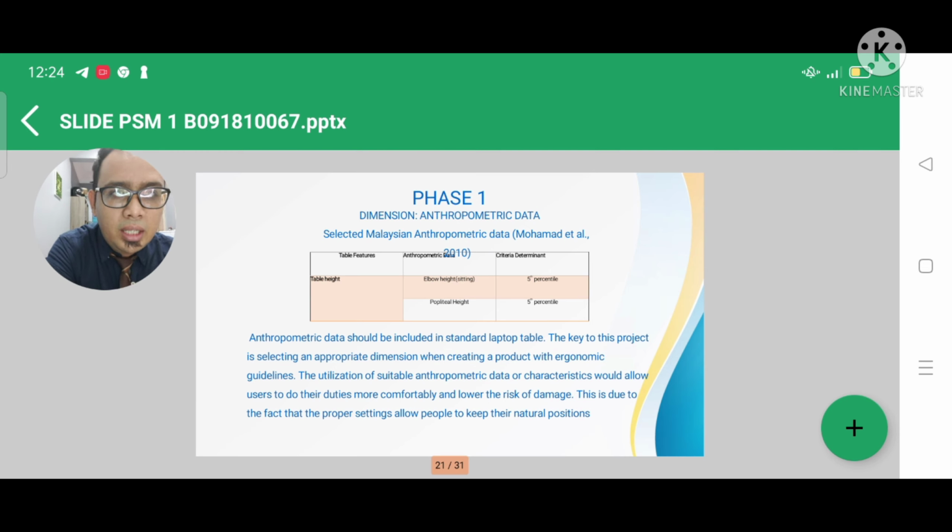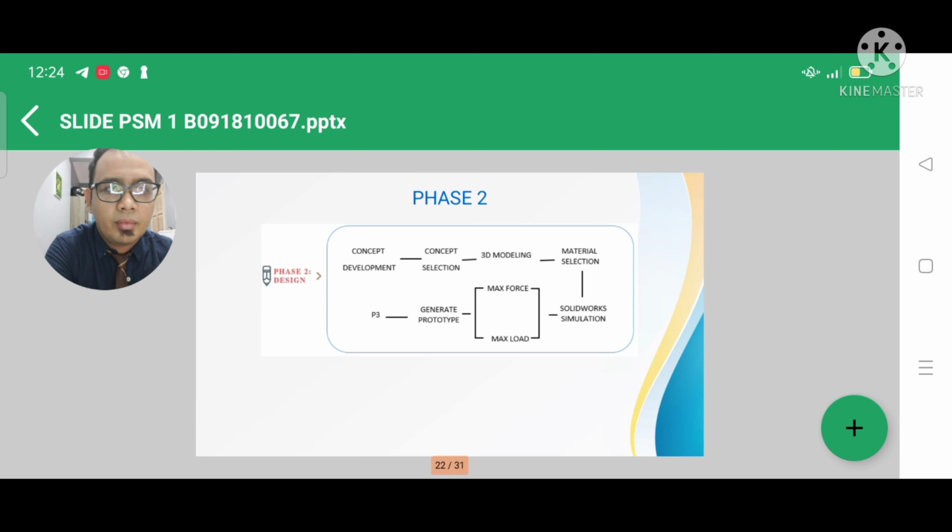Next, dimension and anthropometric data. Anthropometric data should be included in the laptop stand table. The key to this project is selecting appropriate dimensions when creating a product with ergonomic guidelines. The utilization of anthropometric data or characteristics will allow users to do their duties more comfortably and with lower risk of damage. This is because proper settings allow people to keep their natural position.